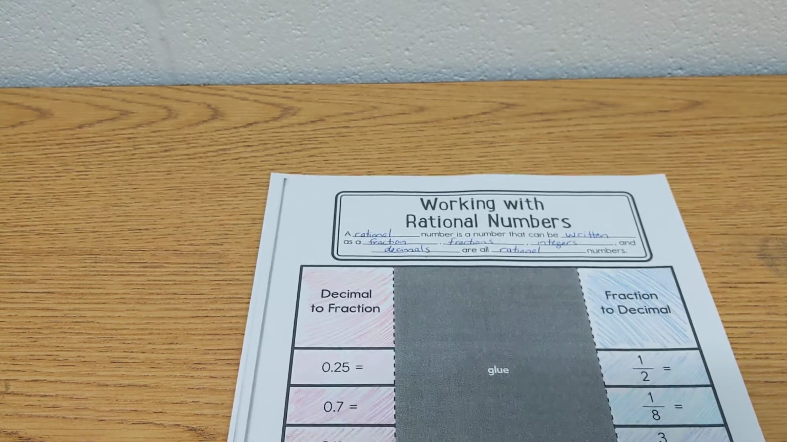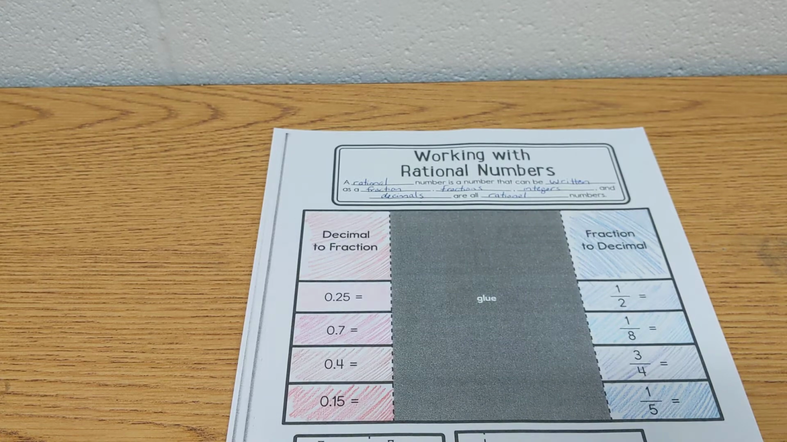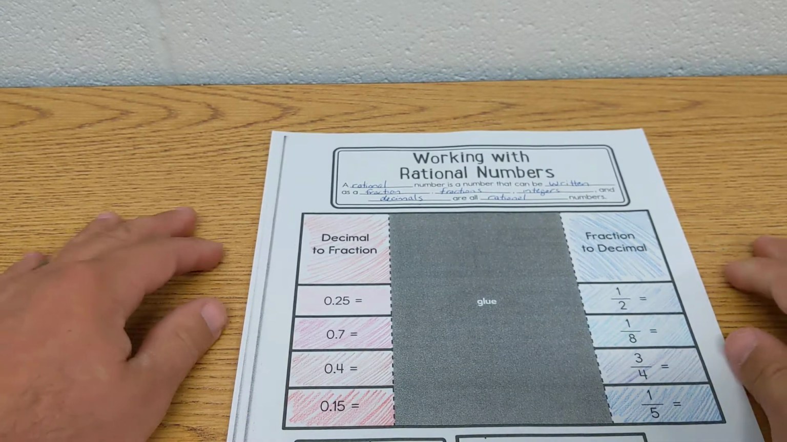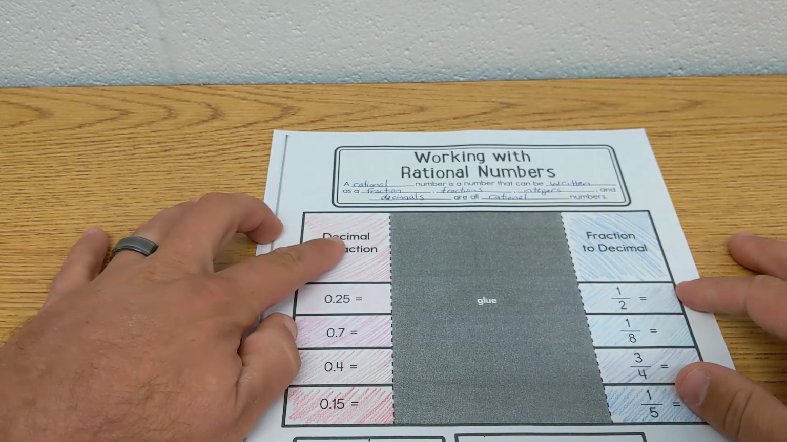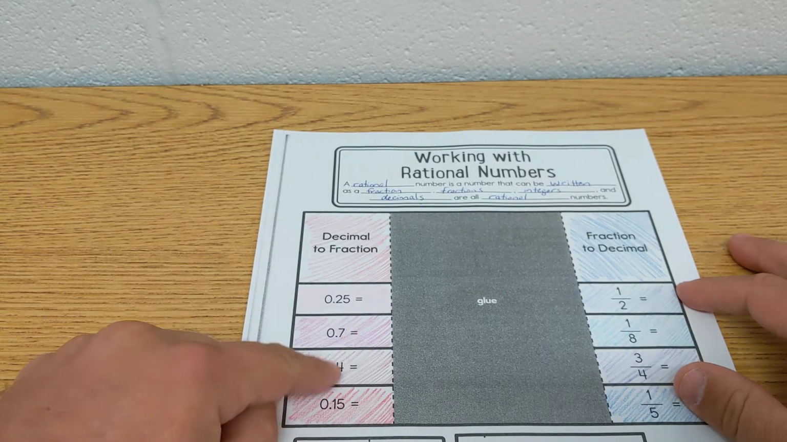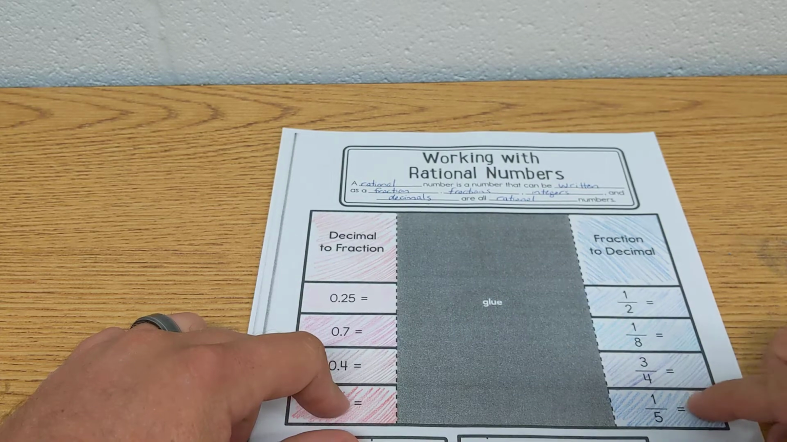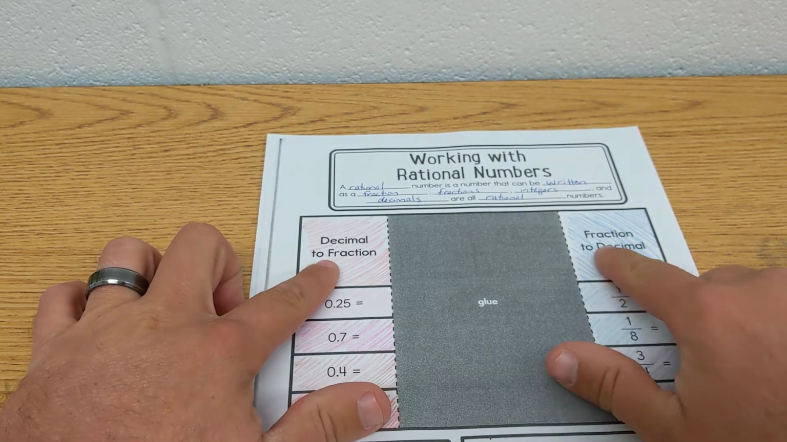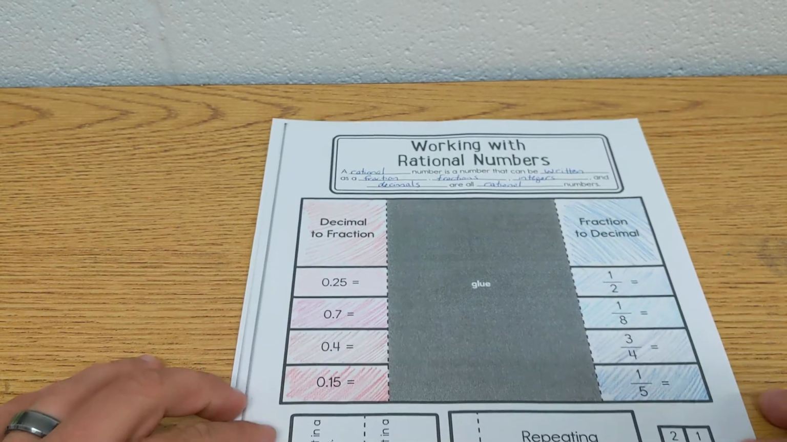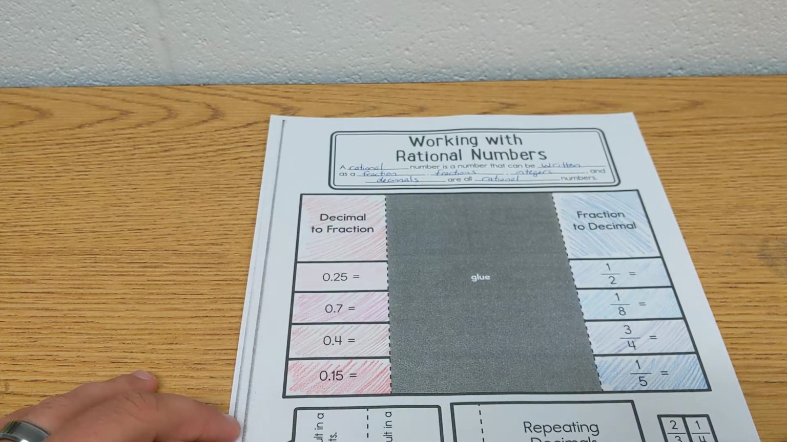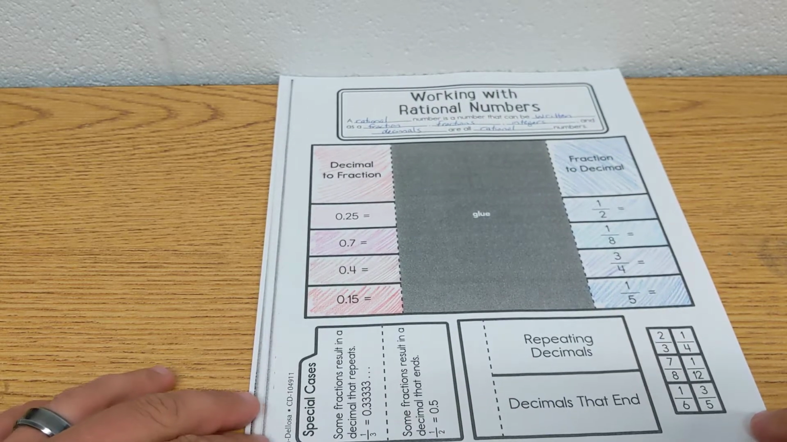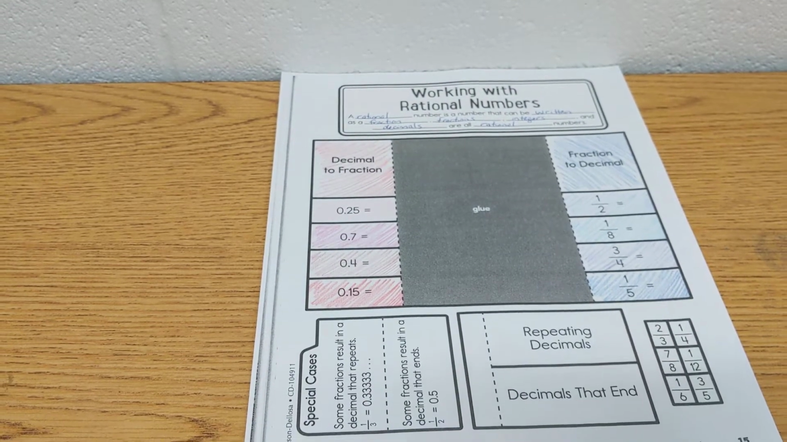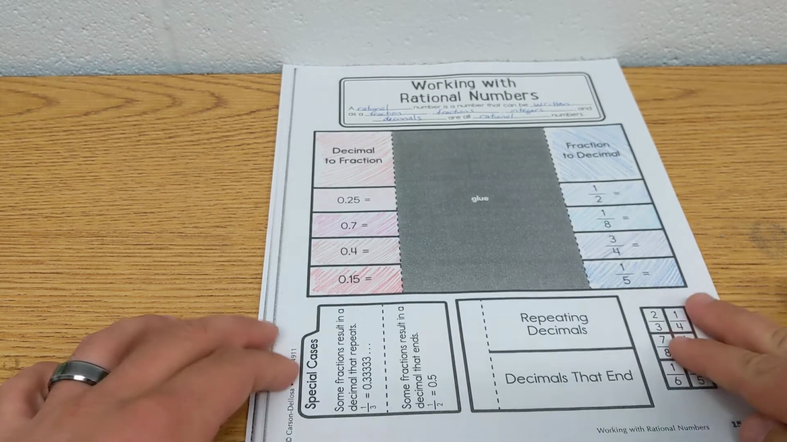I went ahead and colored just a little bit of this. When we're talking about rational numbers, we're basically going to be talking about decimals and fractions. Today we're going to be converting our decimals to fractions and our fractions to decimals. I just want to let y'all see what it looks like. And we have some special cases down here, kind of like our little hint folder.